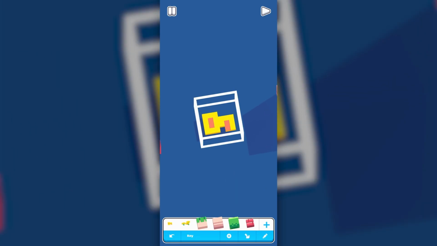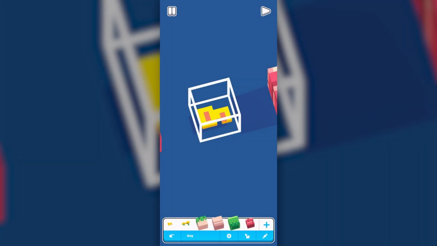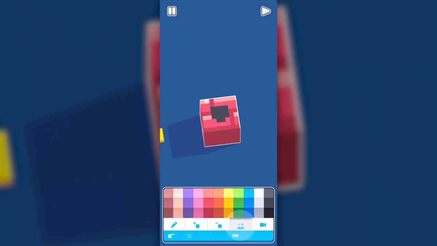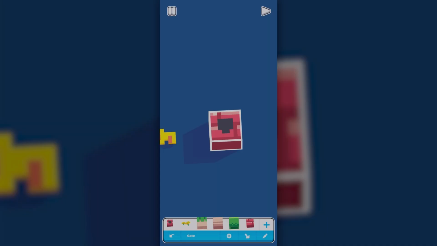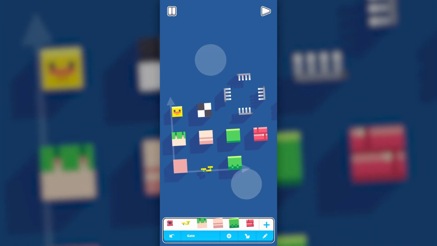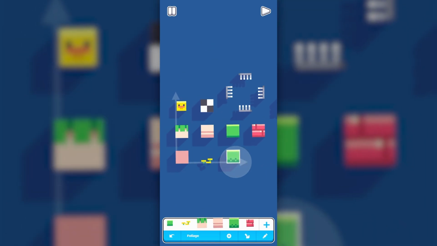Next, we have the key, which actually has no collider. Then, for the gate, it is unglued on all sides and has a box collider. Finally, we have all of these blocks in decor to help us construct our levels.